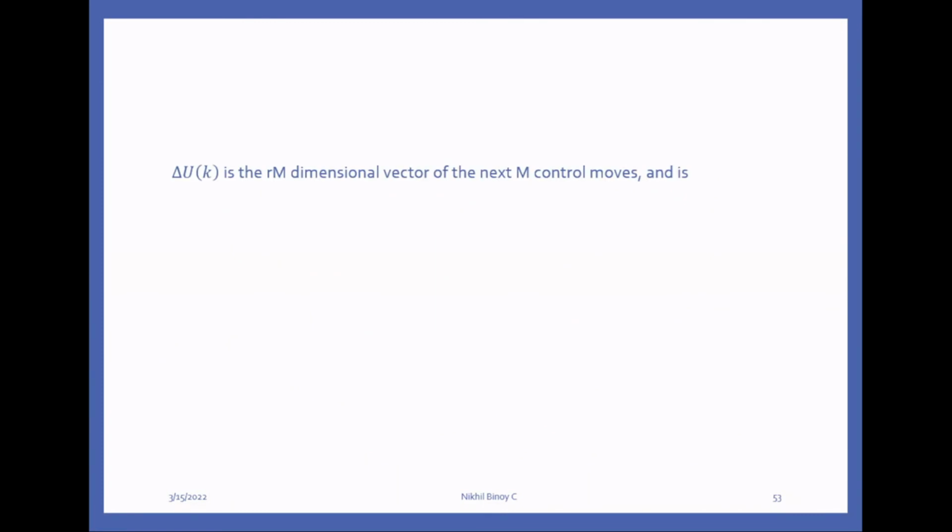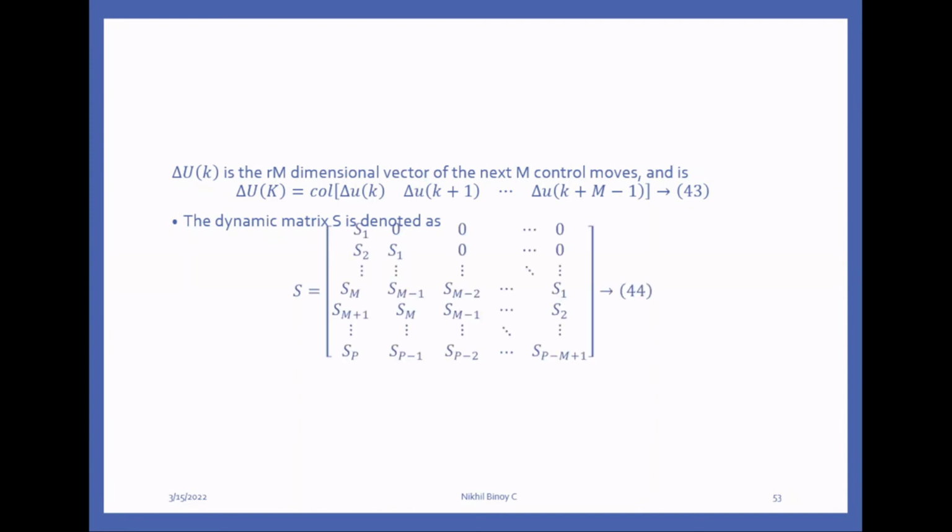So delta u of k is the Rm dimensional vector of next m control moves. We already discussed that. So delta u of k equals the column vector of delta u of k, delta u of k plus 1, etc., delta u of k plus m minus 1, but each element has u1, u2, etc., up to ur. Now the last one is the dynamic matrix S.